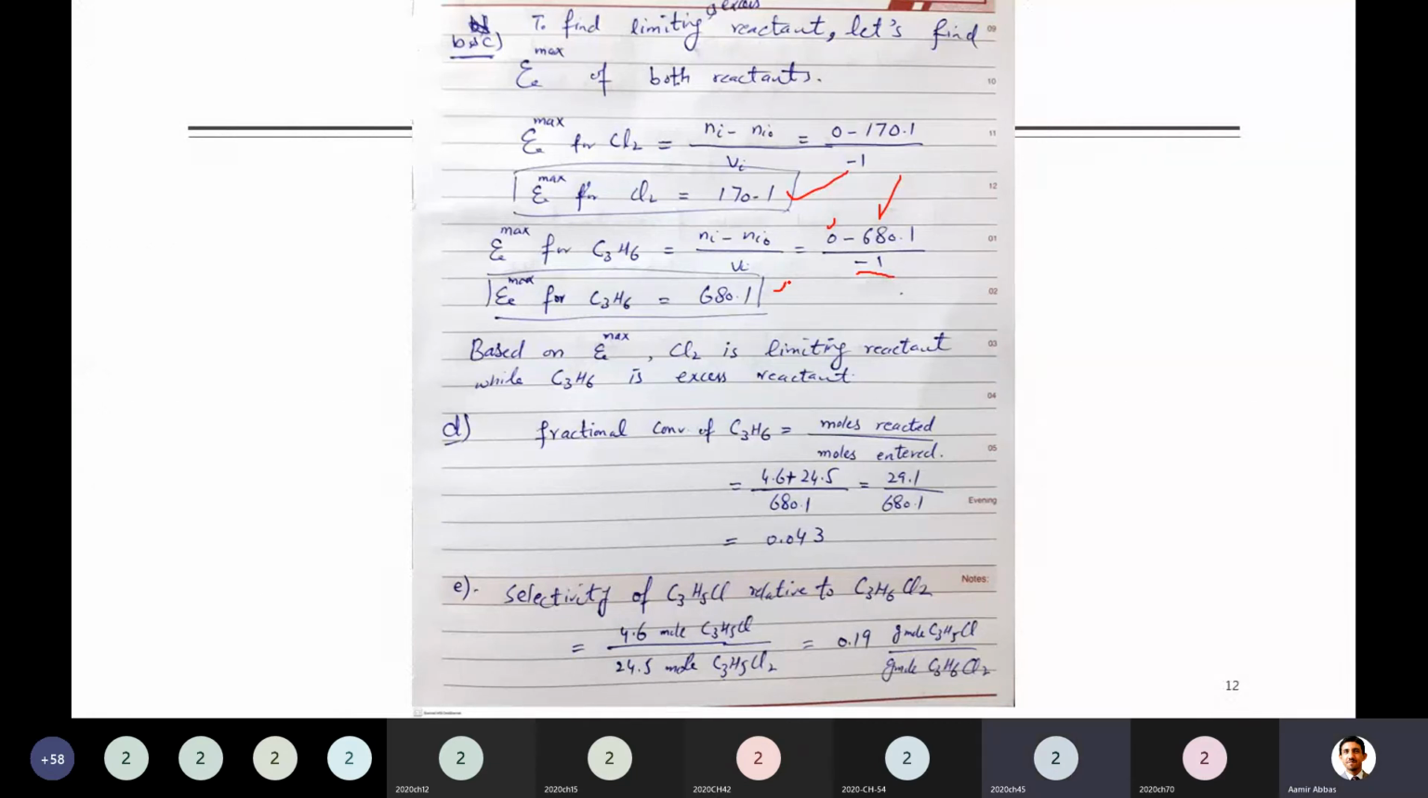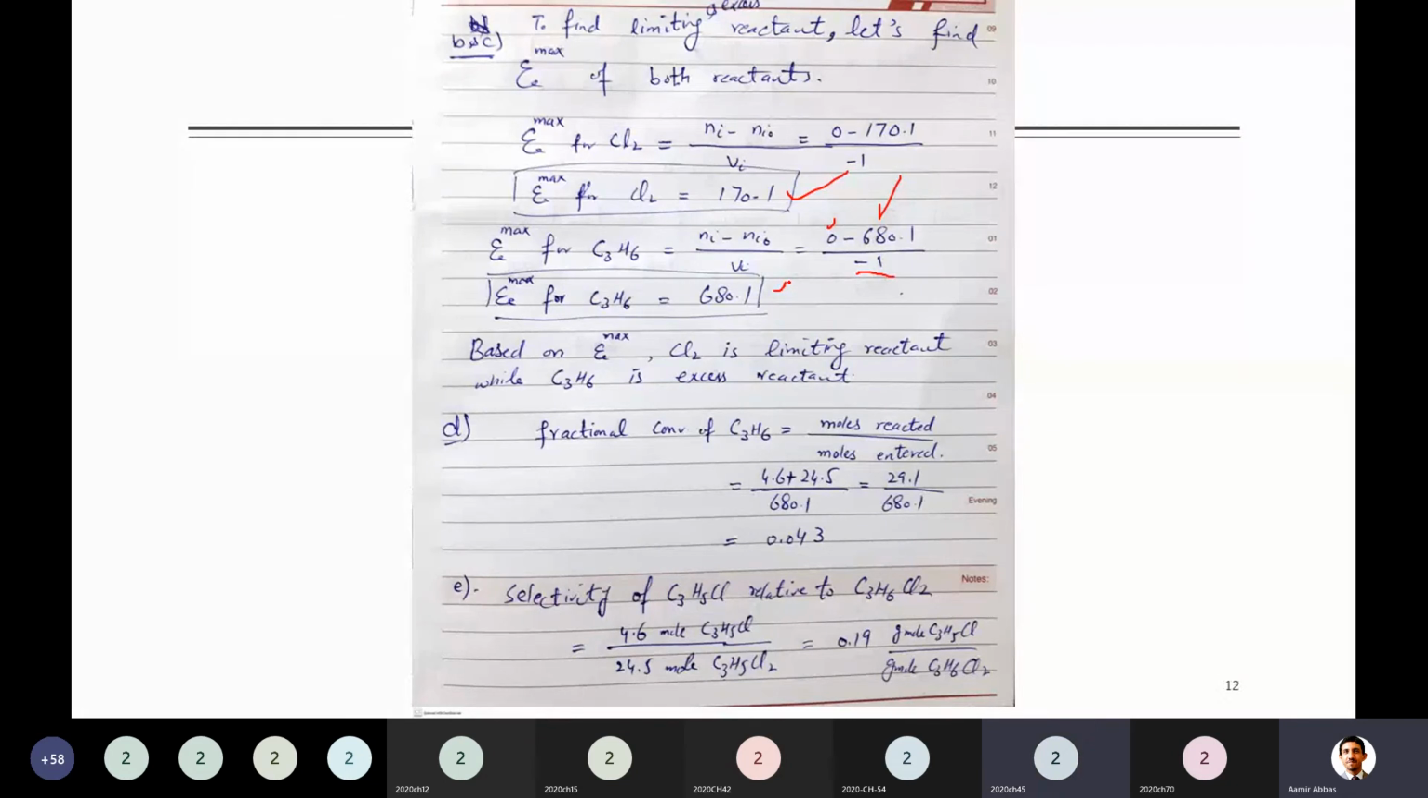Cl2. Why? सर उसकी value छोटी है, उसका maximum extent, min value of maximum extent is small for chlorine, so the one with the small value of this is limiting and the other is excess, so it is decided already, you know, you have to remember this, we discussed this last time.